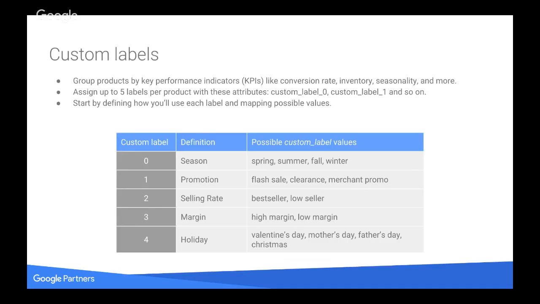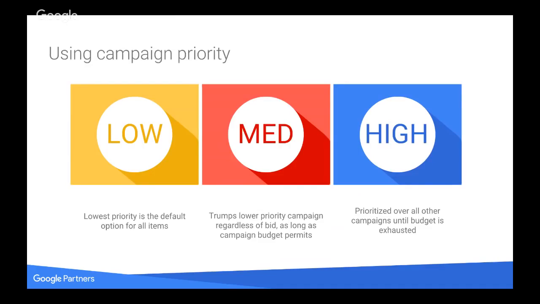So you can essentially assign about 5 labels per product with these attributes, which, as you can see on the screen, are custom label 0, custom label 1 through 4. So let's look at a representative example, right? Your custom label 0 could be season, which would have values such as spring, summer, fall, winter. Then 1 could be, say you want to run specific promotions during winter, right? Flash sale, clearance sales, merchant promo, that could be custom label 1. And so on. So essentially, you can use them to create multiple levels of differentiation and multiple factors based on which you can go ahead and pull them into your product group.